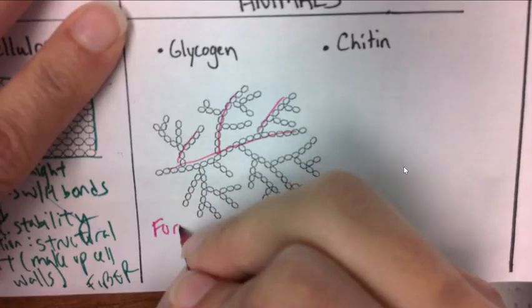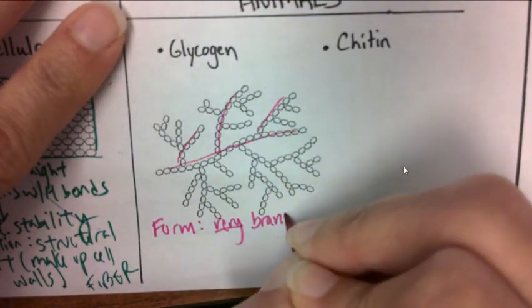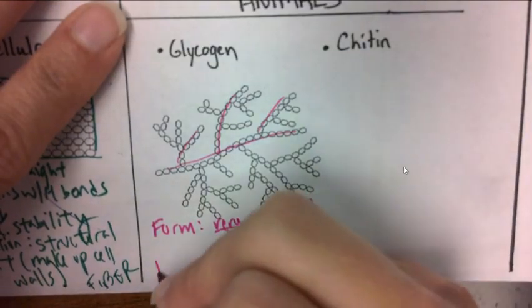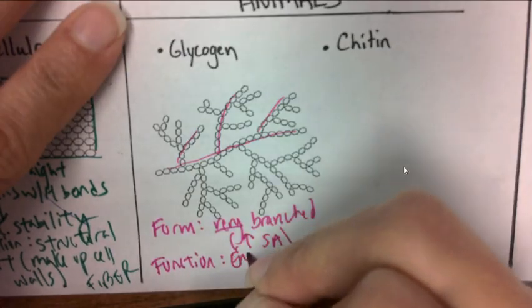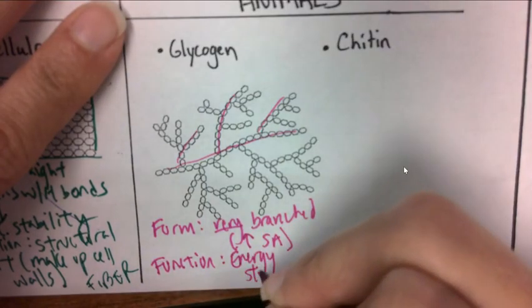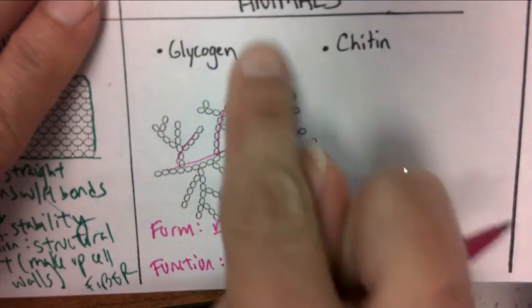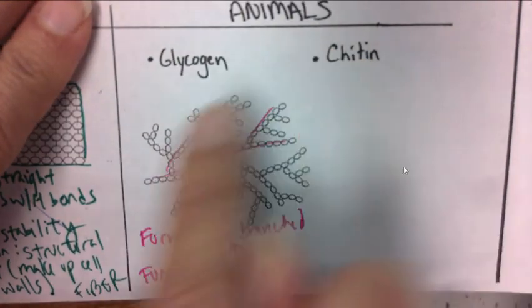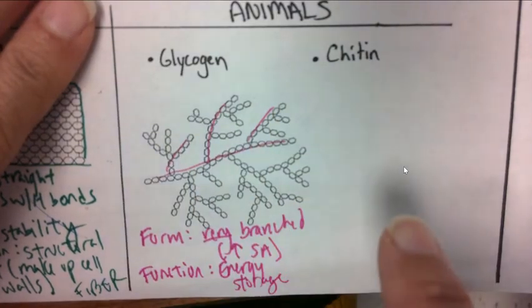So form is very branched, which we know increases surface area, and function is energy storage. It's even more branched than starch, so it can store even more energy, which makes sense because animals have higher energy expenditure as compared to plants. Usually you find glycogen in storage in your liver.